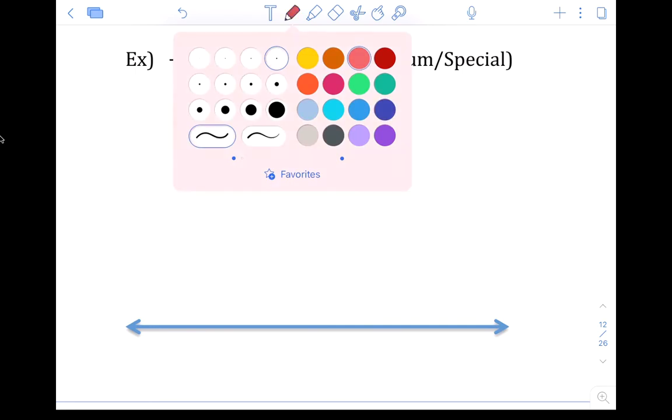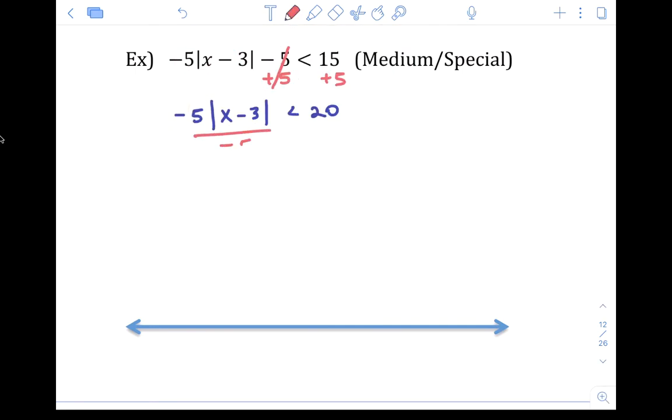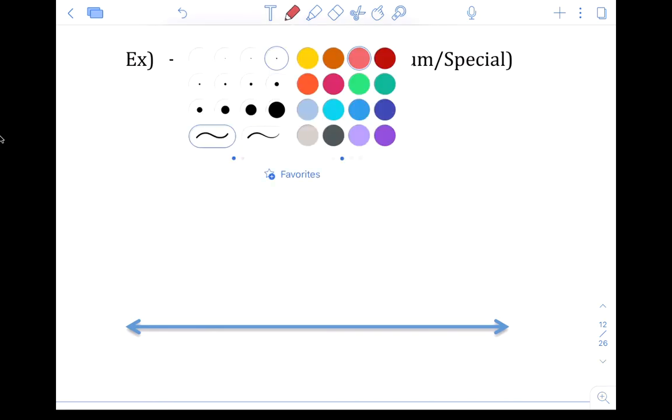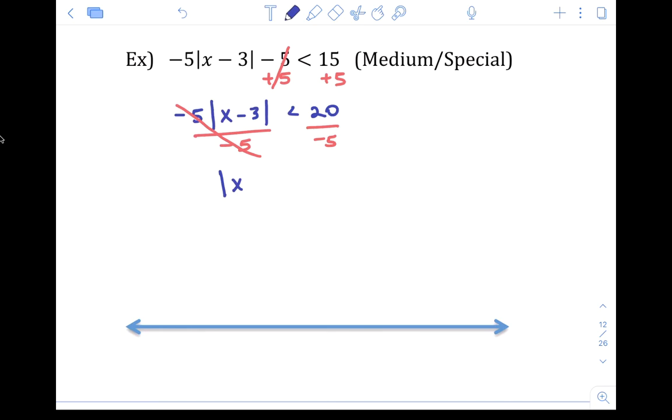We are then going to divide by negative 5, and this is where the switch happens. When you update your problem, you have the absolute value of x minus 3 is now greater than negative 4, because you divided by negative 5 and that switches the inequality symbol. So greater, or. It's unnecessary, I just realized.